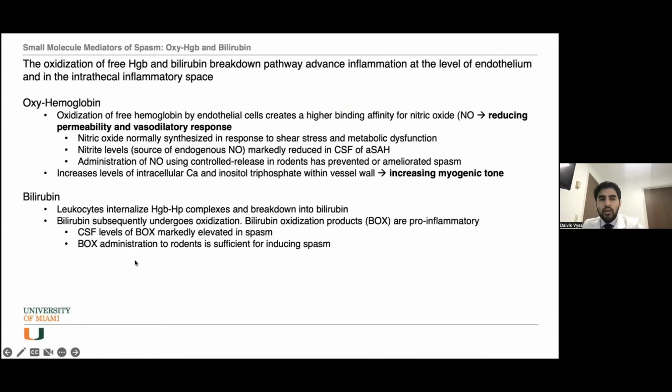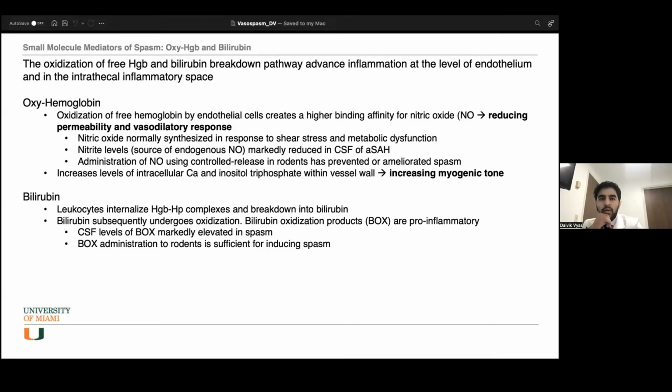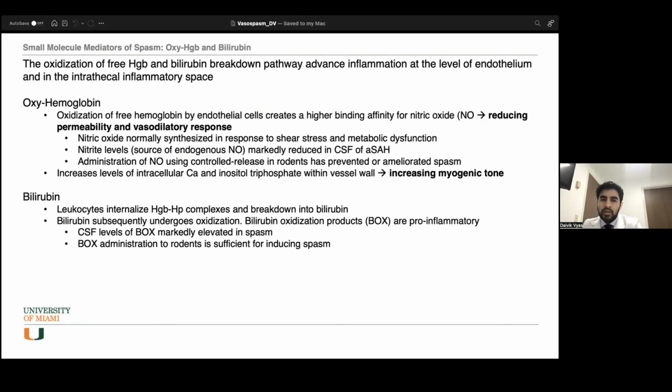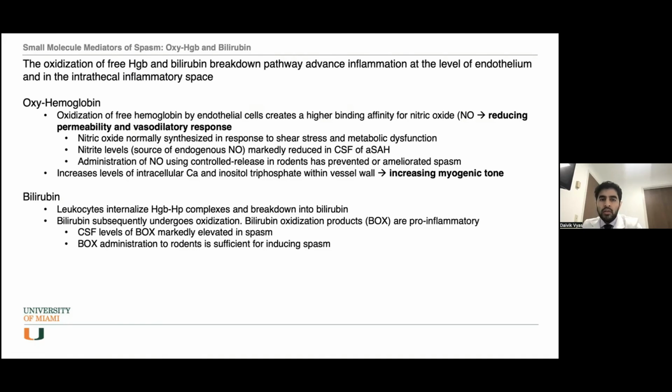Now, the first thing we come across is oxyhemoglobin and how the bilirubin products will impact vasospasm. So the oxidation of free hemoglobin and bilirubin breakdown will advance inflammation both within the intrathecal space as well as within the endothelium. Oxidized hemoglobin ultimately has a higher binding affinity for nitric oxide. Nitric oxide is a known vasodilator, and what happens in this setting is that it'll reduce the vasodilatory response and the permeability of the endothelium.